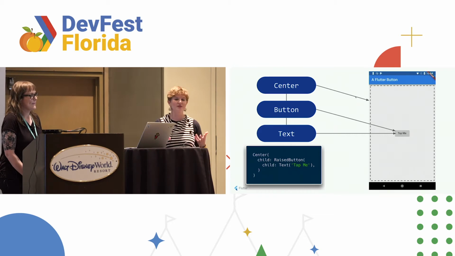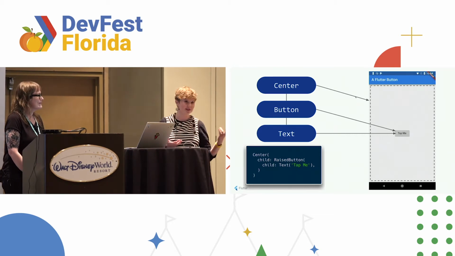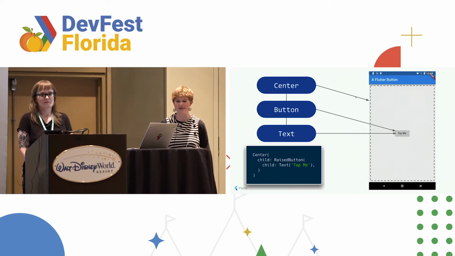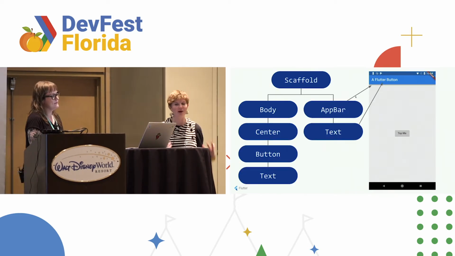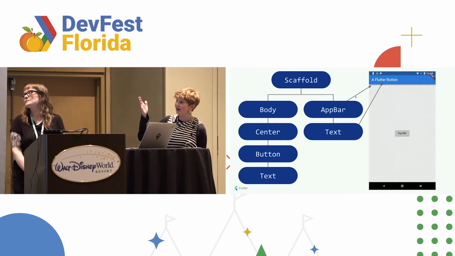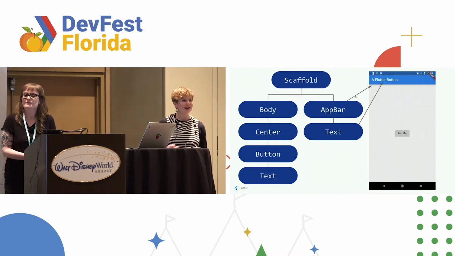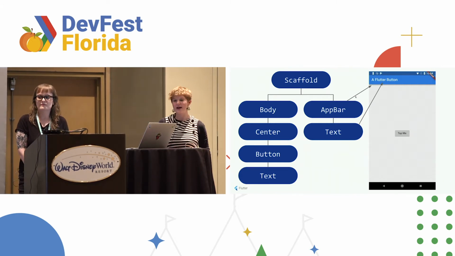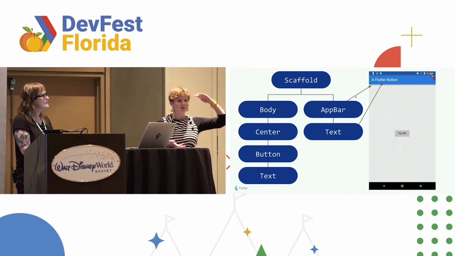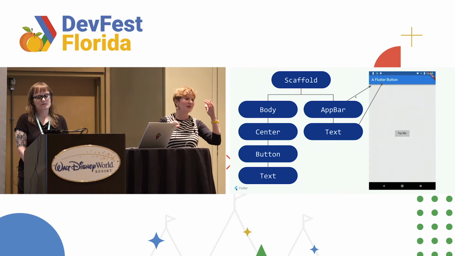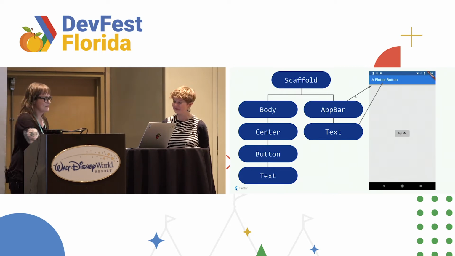So widgets can be used to create things like buttons that you can see, and also things like layout, such as the centering widget. And then on top of all of that, we've got this app bar with some text, and those are also widgets. And all of these things fold up into a scaffold widget, which kind of helps provide the overall layout of where to place things on the screen.